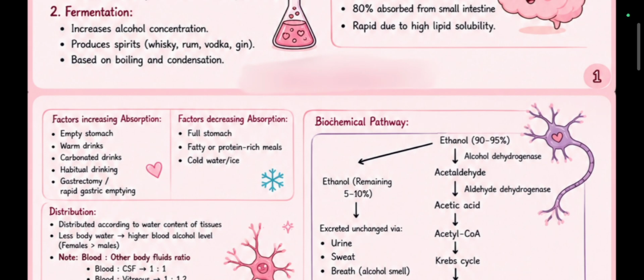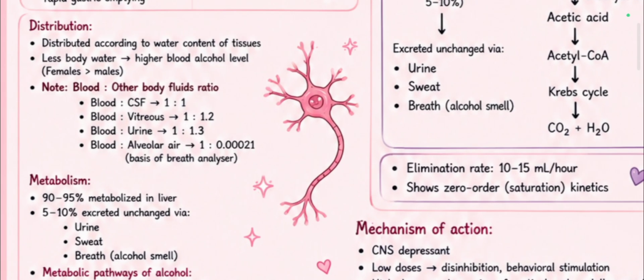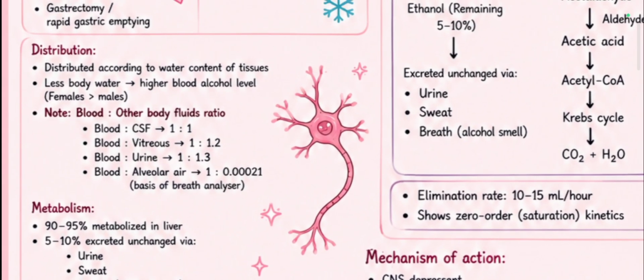Coming to distribution of alcohol, it is distributed according to the water content of tissue. Less body water, higher blood alcohol level, obviously. So females have less body water than males.